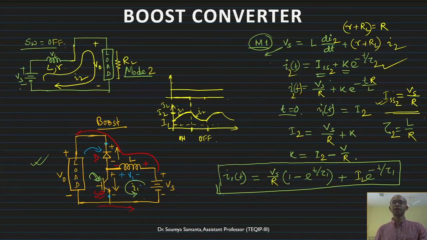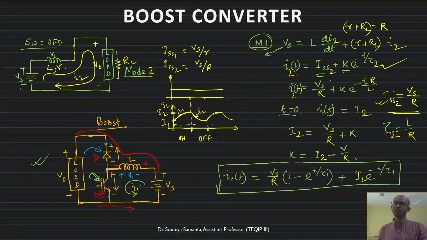So we can see how it is happening. I have changed the switch when it reached I1. Now suppose for the previous case, mode 1, ISS 1 is equal to Vs by smaller r. What is ISS 2? ISS 1 is the previous case, mode 1. Mode 2 is ISS 2. So this is Vs by R.